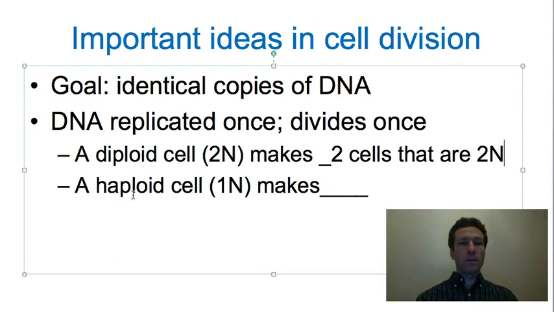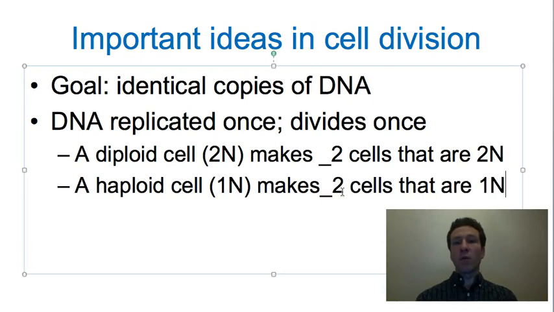And a haploid cell that goes through mitosis. So a haploid cell, remember, has one copy of each chromosome, or it's 1n. If this cell goes through mitosis, then again it will make two cells, but now they are 1n. Nothing has changed. Now, in animal life cycles, haploid cells never go through mitosis. Or at least in mammal life cycles, they never do.